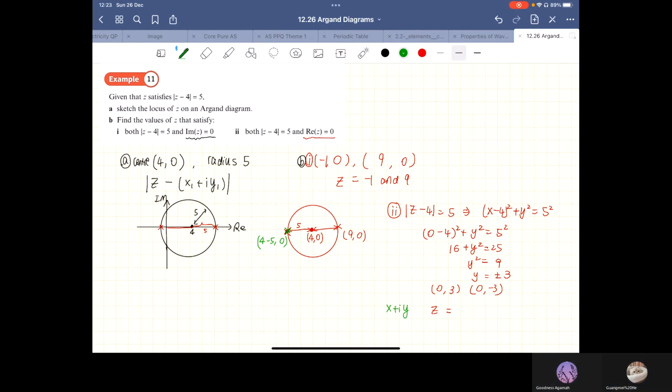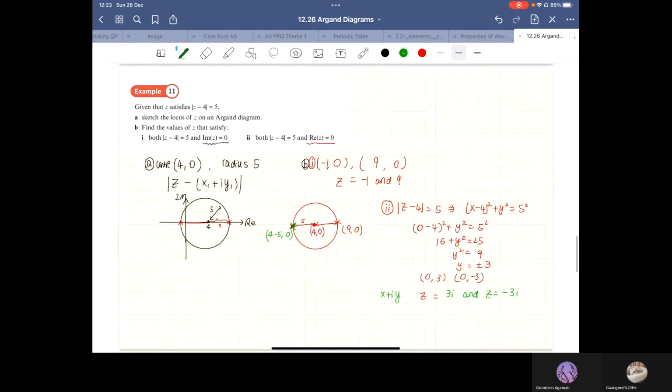Okay. Well, what do I do if the y is like 3 and -3? Do I just plug in 3? Yes, you do. So the z will be 3i and -3i. You're right. That's it.